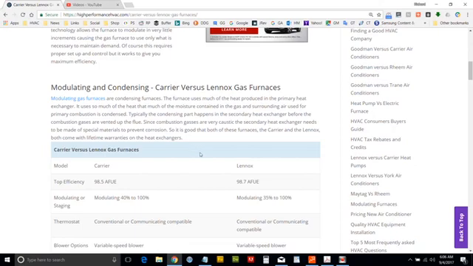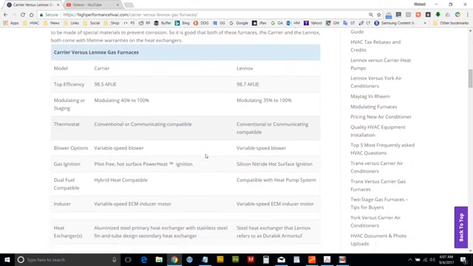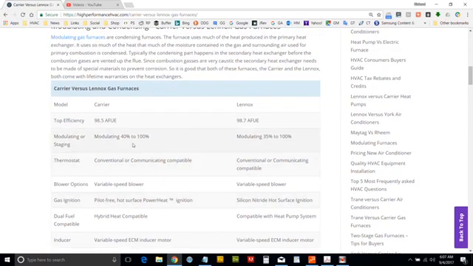Here we do a side-by-side comparison in our table. Between Carrier and Lennox gas furnaces, we took their top models and put them in this category for side-by-side comparison. And you can see they both are modulating. They modulate from 40% to 100%.